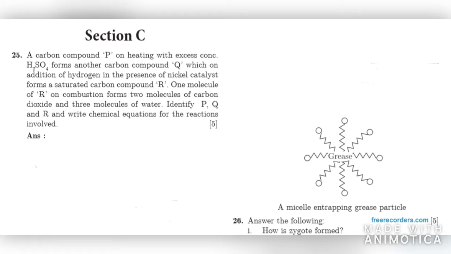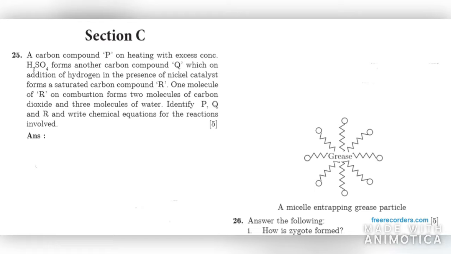Remember this. Now, on the next part, when we add hydrogen to ethene in the presence of a nickel catalyst, it forms ethane. This is the process of addition reaction, in which it gets converted into a saturated carbon compound, that is ethane, C2H6. Now, one molecule of R on combustion forms two molecules of carbon dioxide and three molecules of water. Identify P, Q and R.